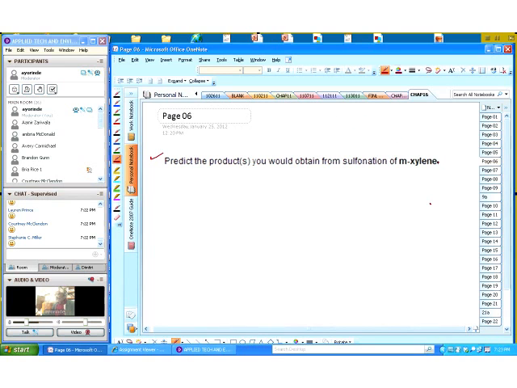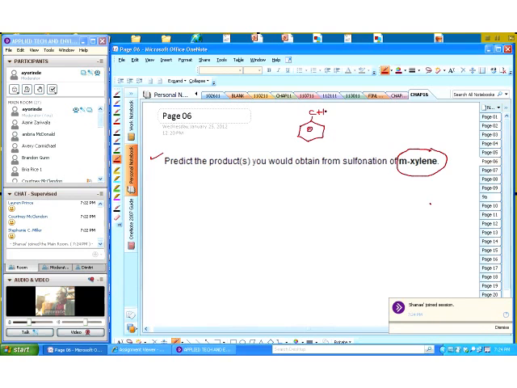Okay, m-xylene. This is another common name, but m-xylene is this molecule here. These two methyl groups attached to benzene. You have a methyl group here, and since they say m, another methyl group here.